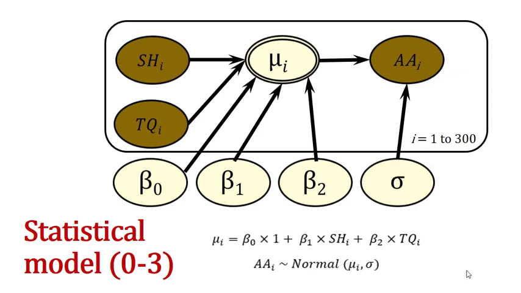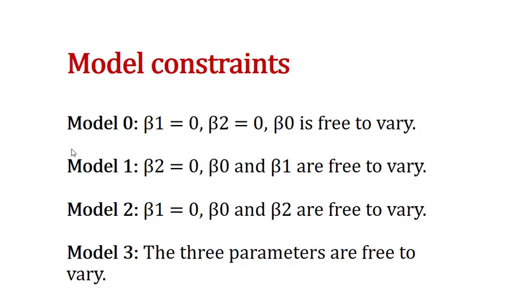But the idea is that the computer will come up with the best values of beta 0, beta 1, beta 2 to produce mu's that are close to the scores of academic achievement, and in that way reducing the error of the prediction of the model. Now, this is a generic structure for models 0 to 3, but models 0 to 3 are different, and they are different in the constraints. So here we have the constraints.